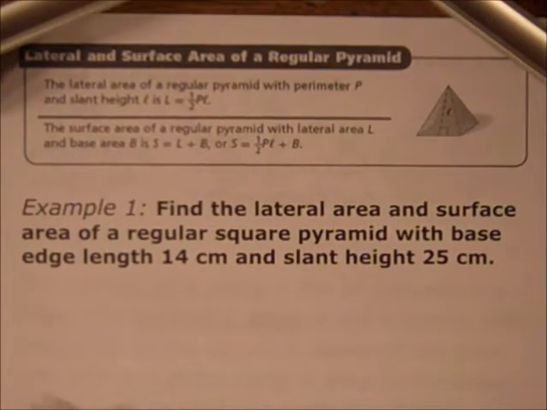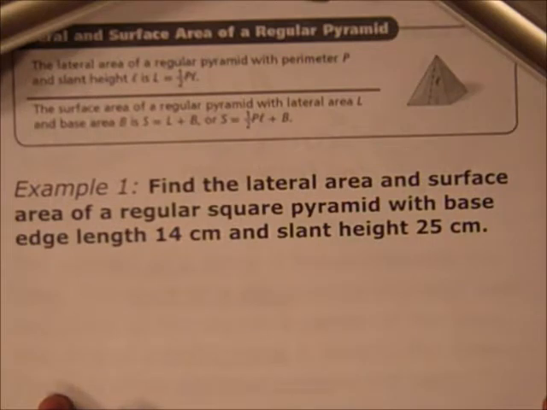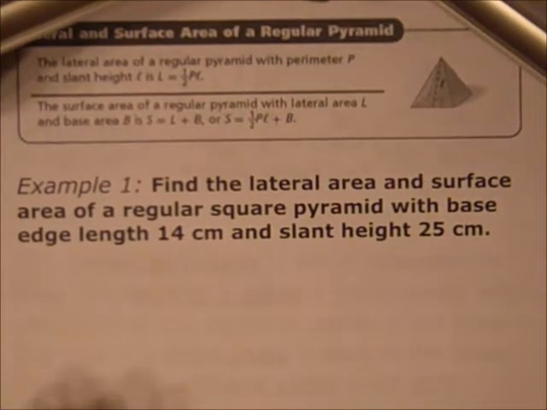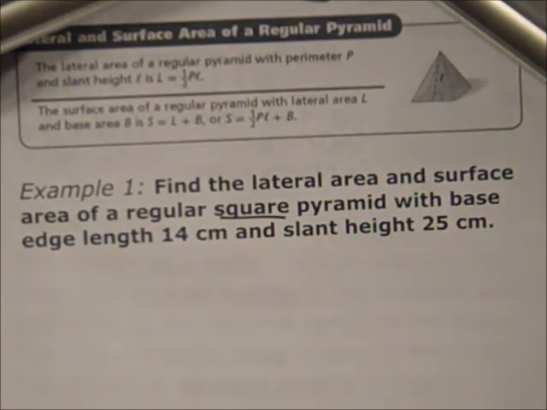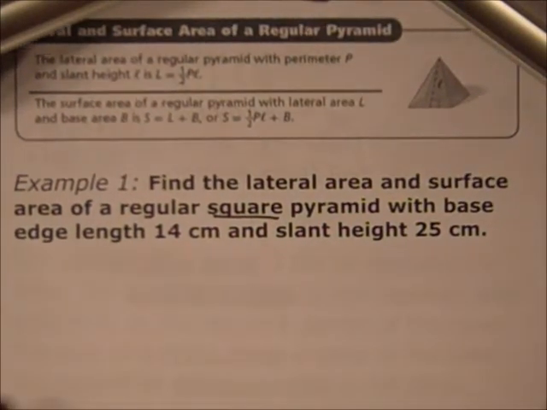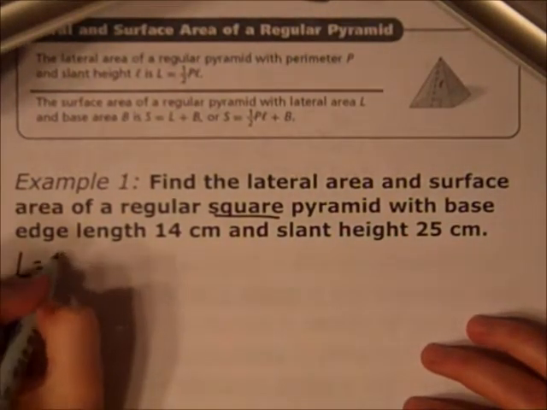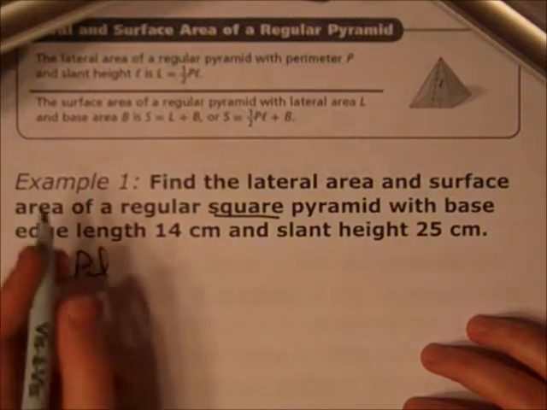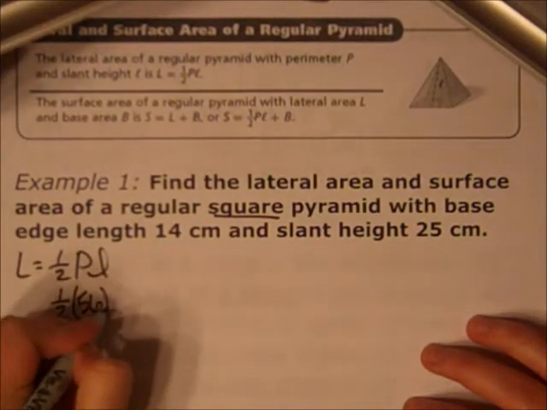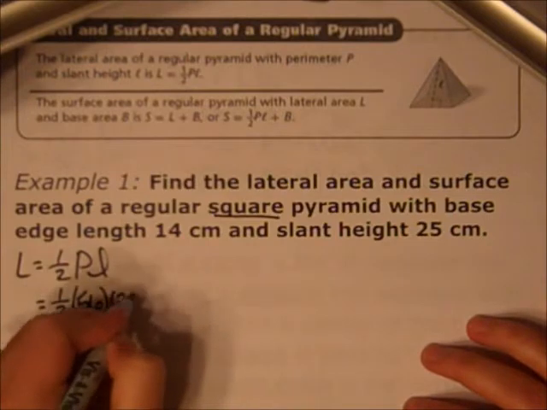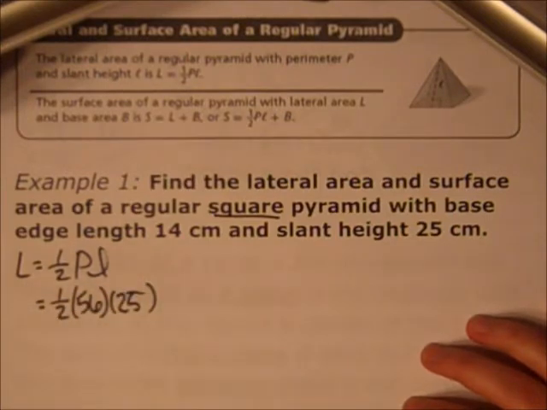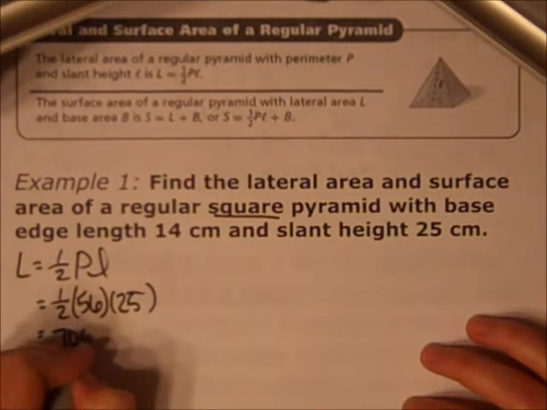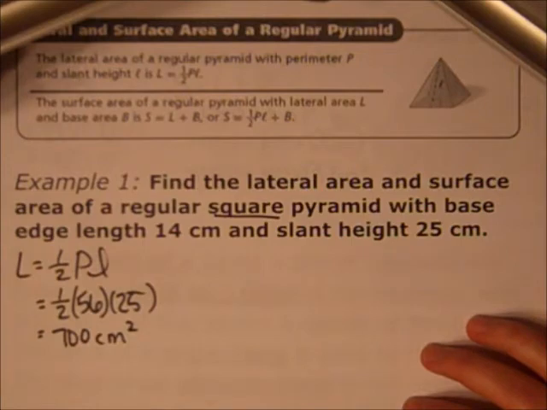Alright, so let's do one together. Find the lateral and total surface area of a regular square pyramid with a base edge of 14 and a slant height of 25. So let's start with lateral. 1/2 PL. So if this is a square and the edges are 14, then the perimeter would be 56 and the slant height is 25. So it's just a matter of plugging into a formula at this point, and we get 700 centimeters squared.